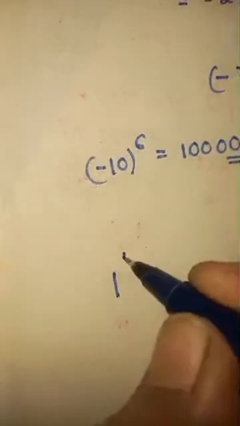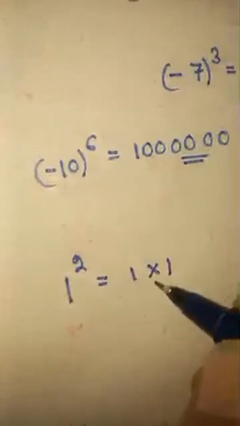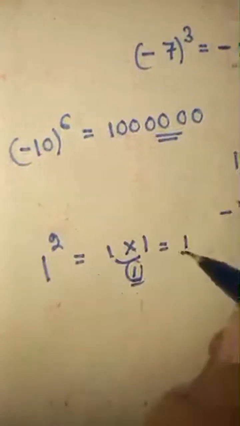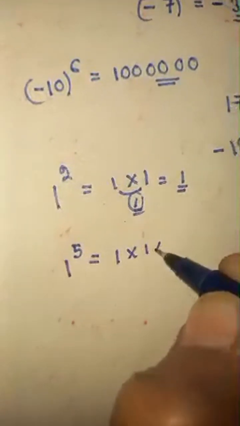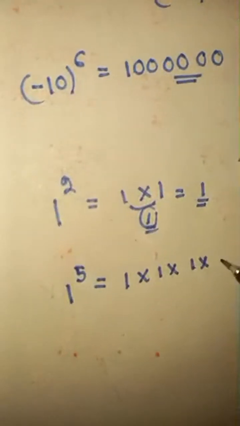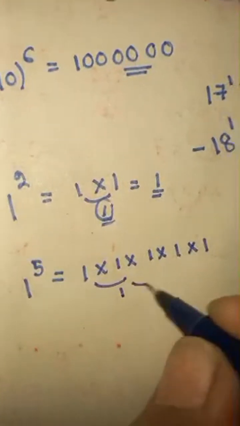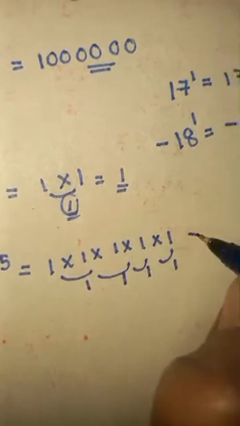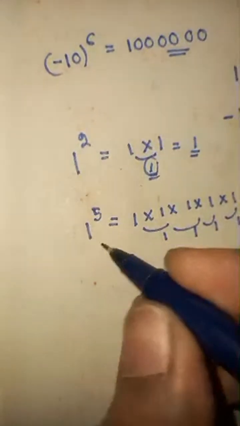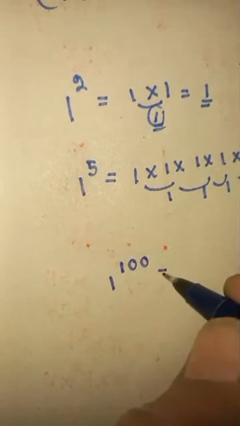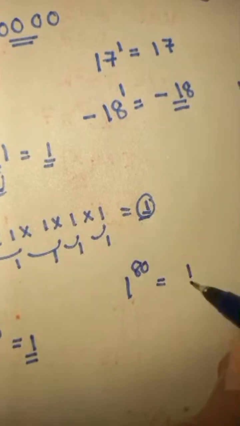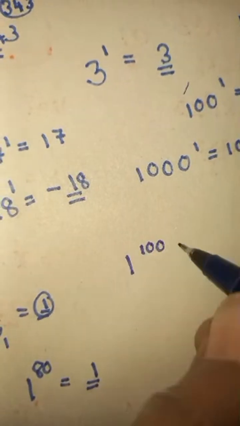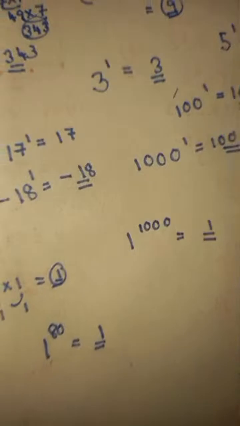Now let's see different numbers with the base 1. That is 1 square means you multiply 1 times 1. It remains equal to just 1. In the same way, 1 power of 5 means you multiply 1 times 1 times 1 times 1 times 1. Any number of times you multiply 1 with itself, it always remains equal to 1. So even if you take 1 power of 100, it will remain as 1. 1 power of 80 remains as 1 itself. Even 1 power of 1000 remains as just 1.